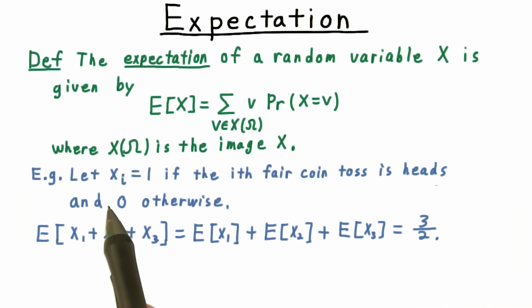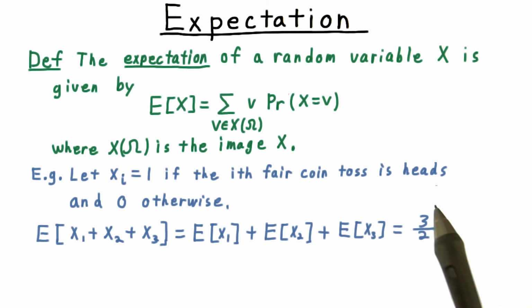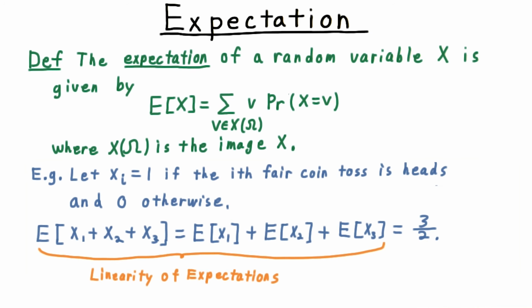We let xi be 1 if the ith fair coin toss is heads, and we let it be 0 otherwise. Then, we say that the average number of heads in 3 tosses is the expectation of x1 plus x2 plus x3, and this is the expectation of x1 plus the expectation of x2 plus the expectation of x3, and this totals to 3/2. The key step in the proof is this equality here, which says that the expectation of the sum is the sum of the expectations.